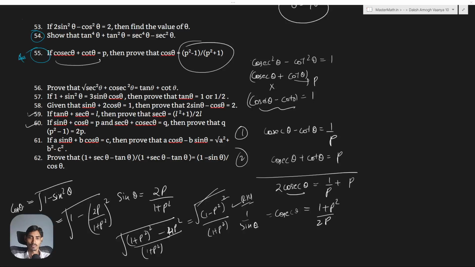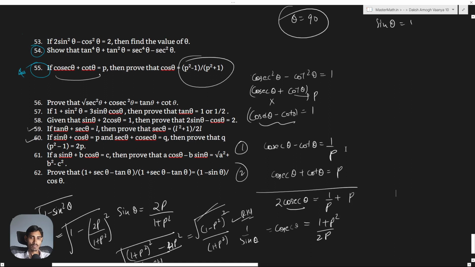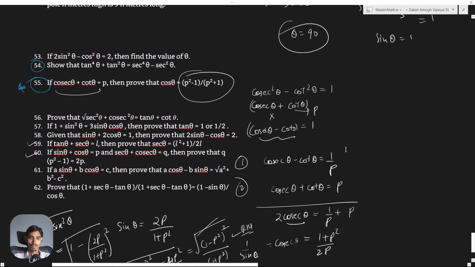We did cosec theta minus cot theta is equal to p1. Then find the value of cos theta. Okay, 55th question.